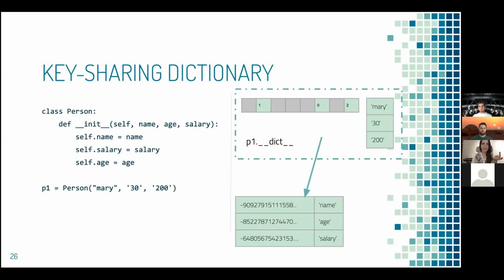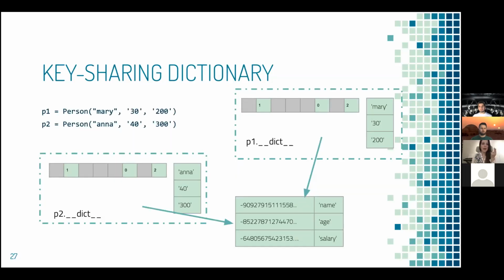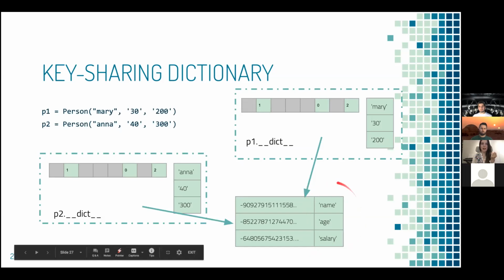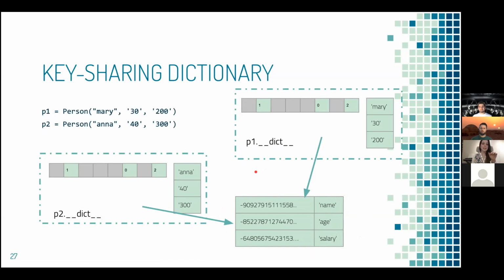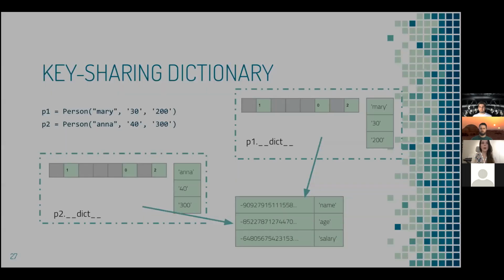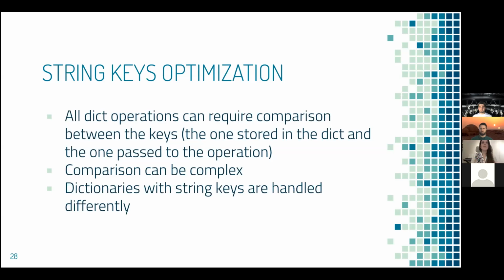But how does this scale? When you have two instances now, this is all shared information because they all have an attribute name, an attribute age, an attribute salary. So instead of being duplicated in each of the instances, it's separated. If you have two instances, you only save one, but if you have thousands of instances, you start saving more. And this led to a memory improvement of up to 20%. That was quite impressive.